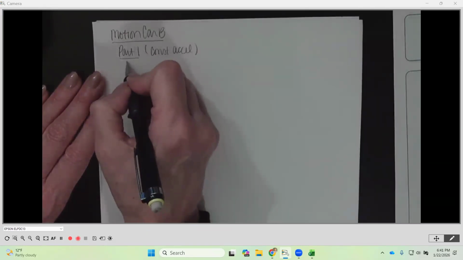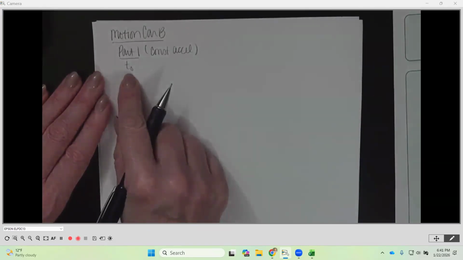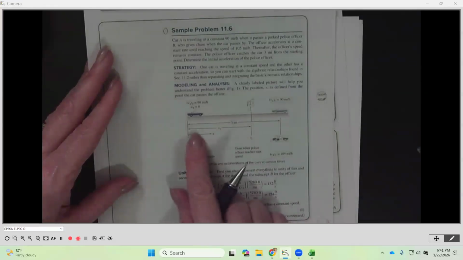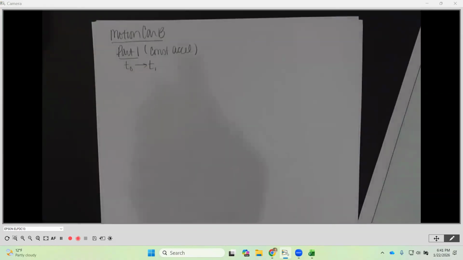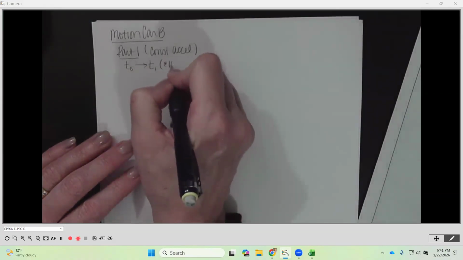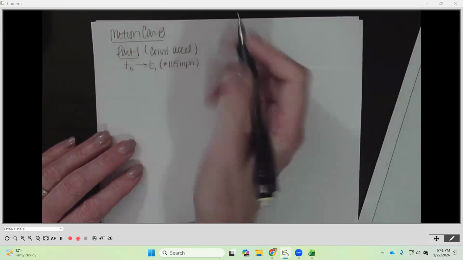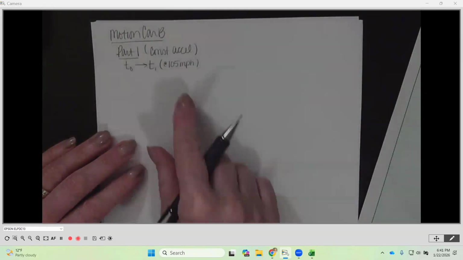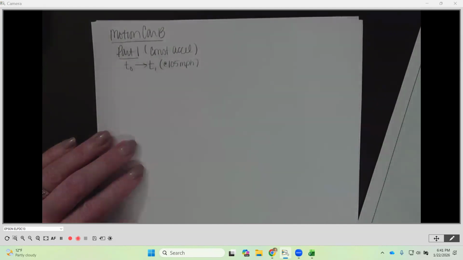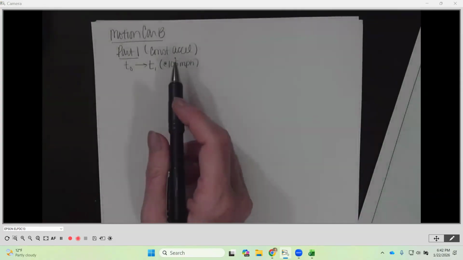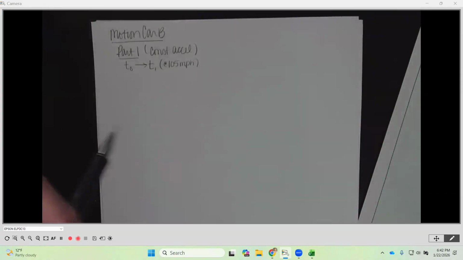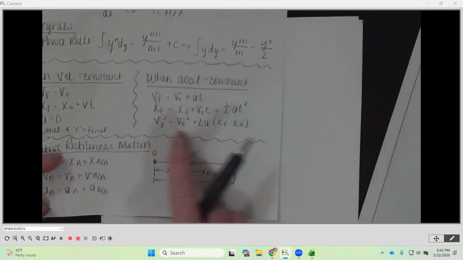All right, and that's going to be from, we're going to call that time 0 or initial time to T1. So we're calling this X1. That means the time that it gets to that point is going to be T1, at 105 miles per hour. Now, we're not going to use 105. This is just a reference based on the description of the problem. So now, since we're in constant acceleration, we want to define the motion by the equations that we see here.